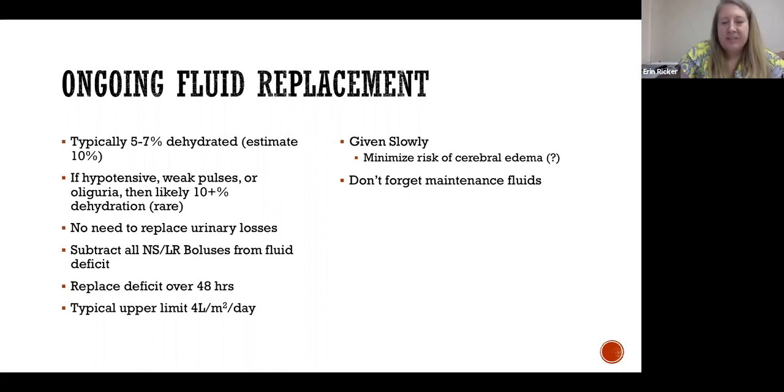There's no reason to replace their urinary losses, but you do still want to monitor close I's and O's. And you're going to subtract all of those normal saline or LR boluses that they got at the beginning. That can differ depending on which ER managed and how aggressively they resuscitated or what the patient needed. You want to slowly correct this, again to avoid cerebral edema, over about 48 hours. Some places will use 36. The typical upper limit of fluids that you're going to give today is 4 liters per meter squared per day. Again, low and slow, and don't forget that you have to add in your maintenance fluids.